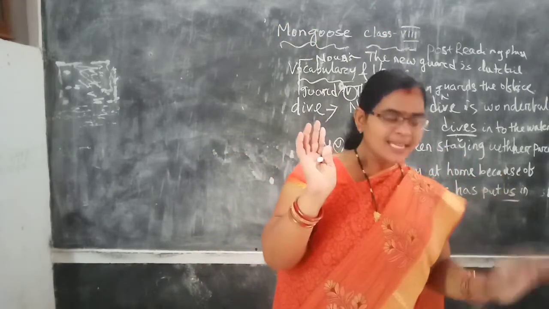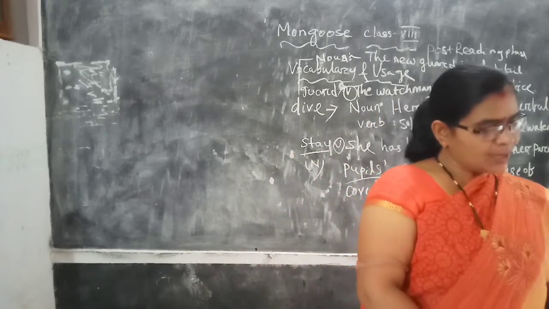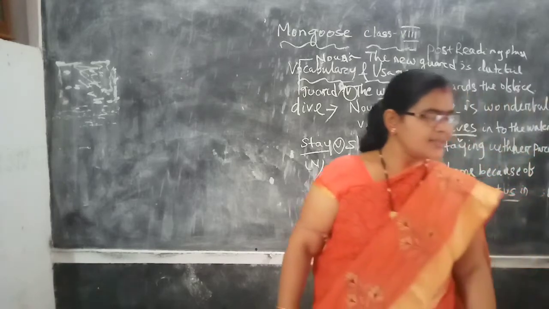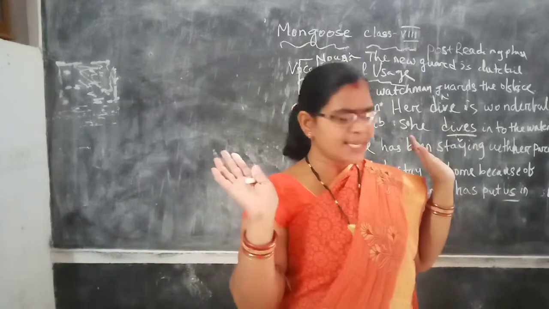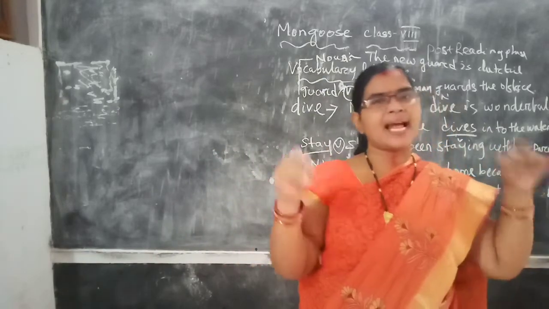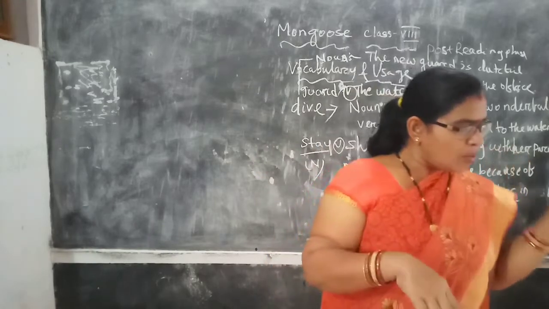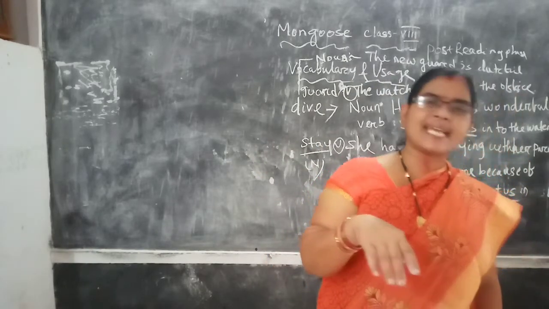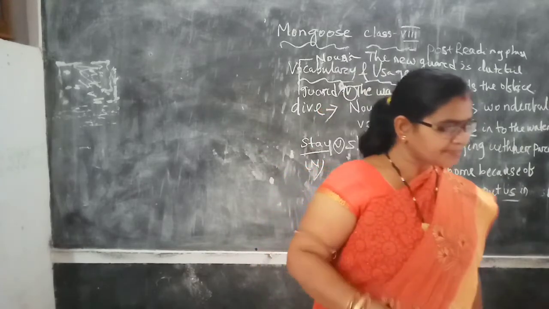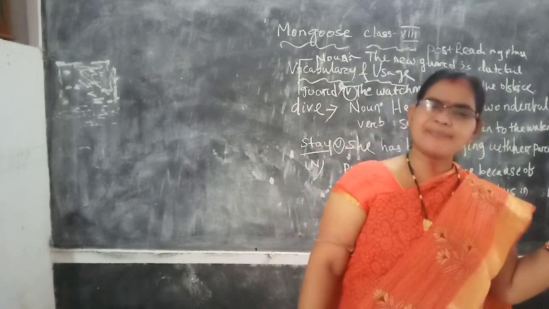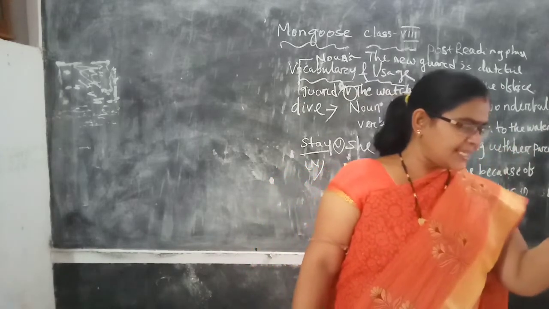So, this is all about your usage work and vocabulary. Now, come to the writing part. What are mongooses famous for? You have already known it. Rewrite the answers in your copy and practice well. What is special about their killing snakes? I discussed it yesterday, okay? Where do mongooses live? You know where mongooses live. Now, mental talk.